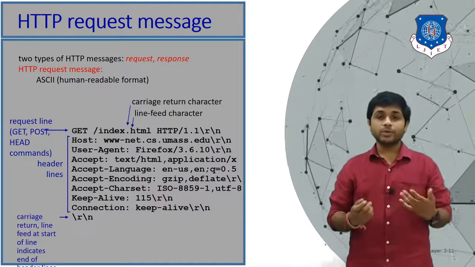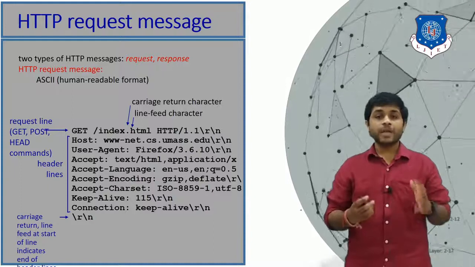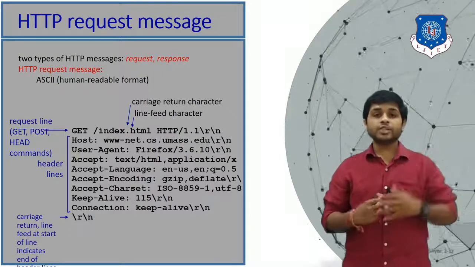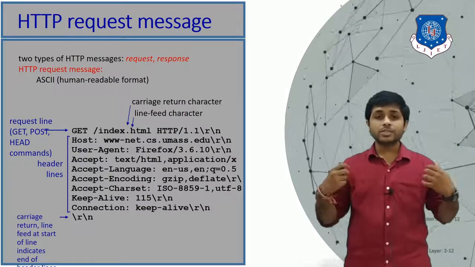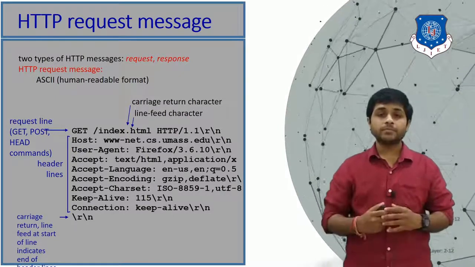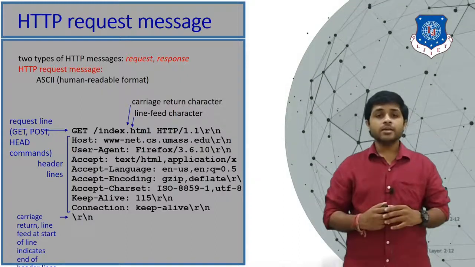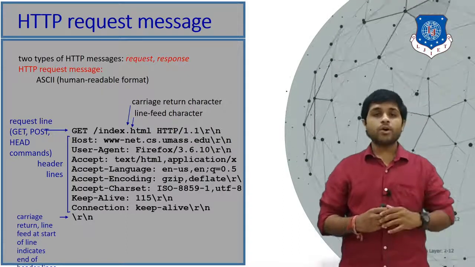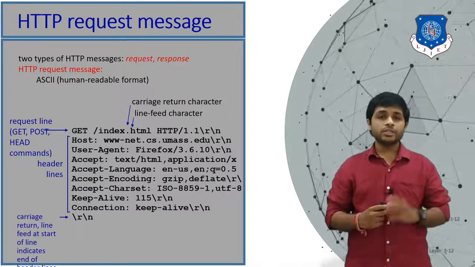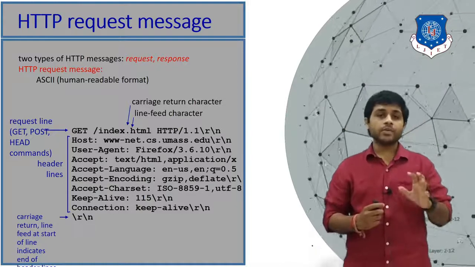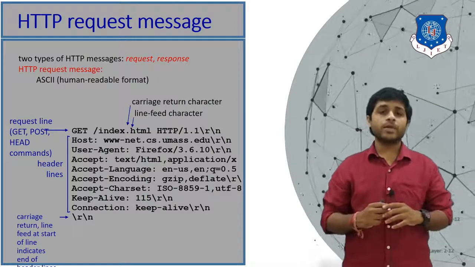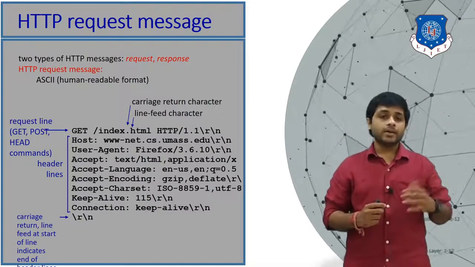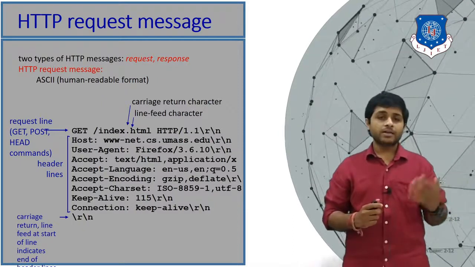So that is the beauty of HTTP, that there is an abstraction level using which the user doesn't know that there is so much happening in the background. Let's quickly see the format of the HTTP request message. In the first line, you can see what type of request that is. There are different types of requests, such as GET, POST, HEAD, etc.